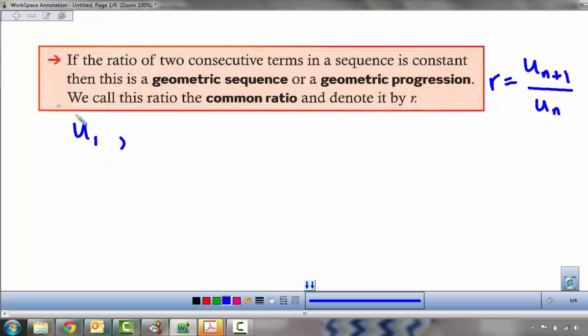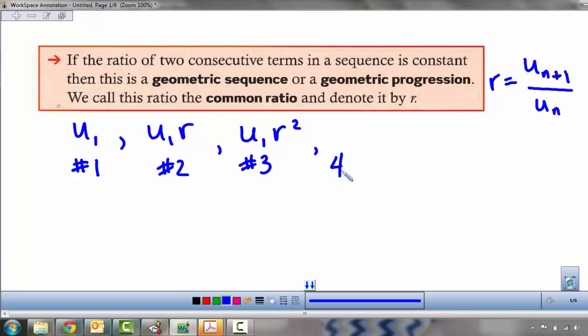So if we have a first term u1, the second term would be that times the common ratio. So this is term number 1. This is term number 2. What would term number 3 be? Well, it would be term 2 multiplied by the common ratio, so u1 times r times another r, so u1 times r squared.